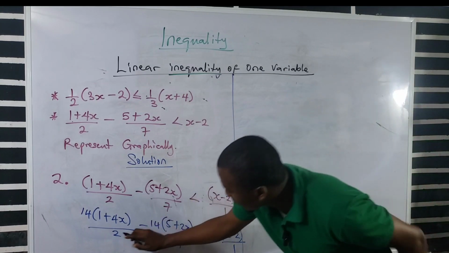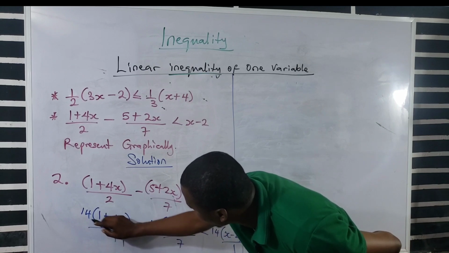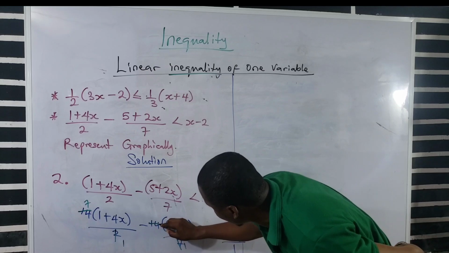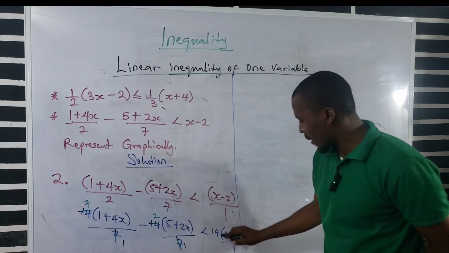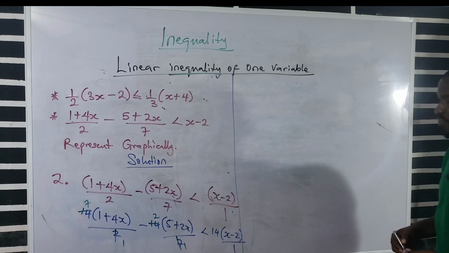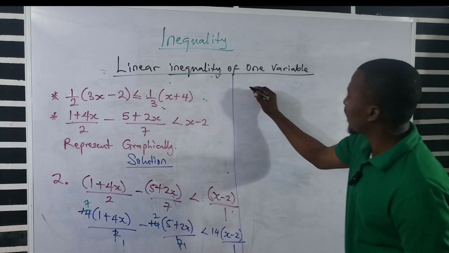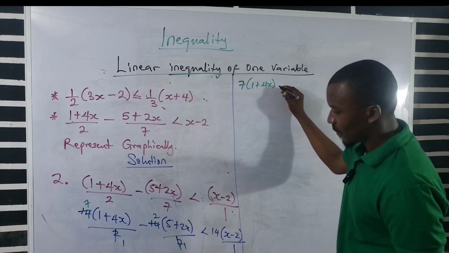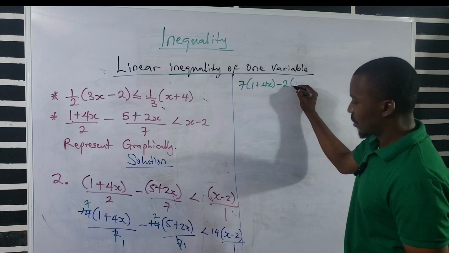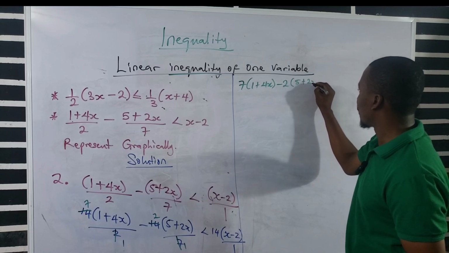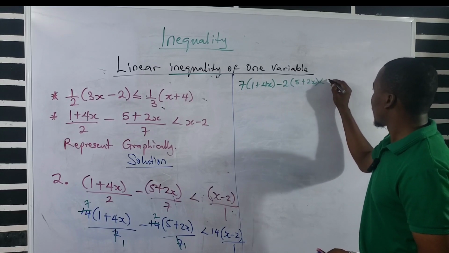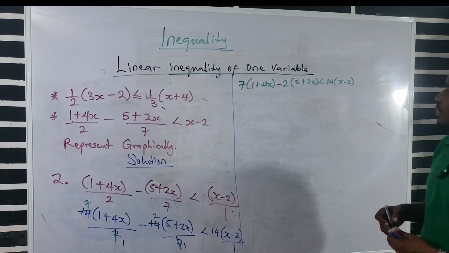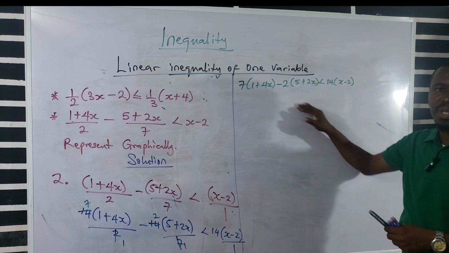So when I cancel 2 here, I'll have 7. 2 here, I'll have 7, 7 here, I'll have 1, 7 here, I'll have 2. So 1 here will go in 14 to still give me 14. So that will give me 7 into 1 plus 4x minus 2 into 5 plus 2x less than 14 into x minus 2. So the next thing to do is to open the bracket.